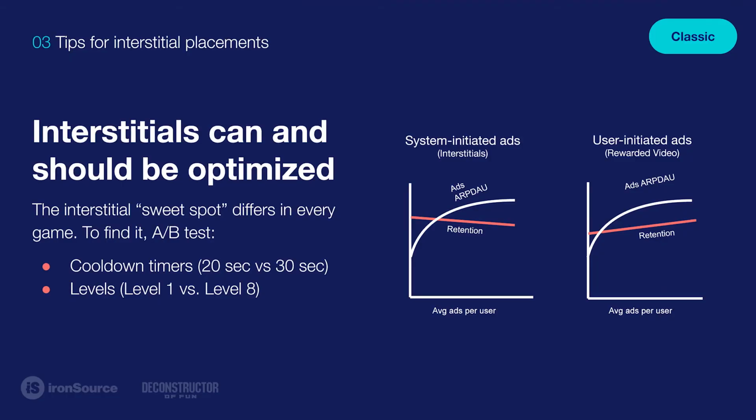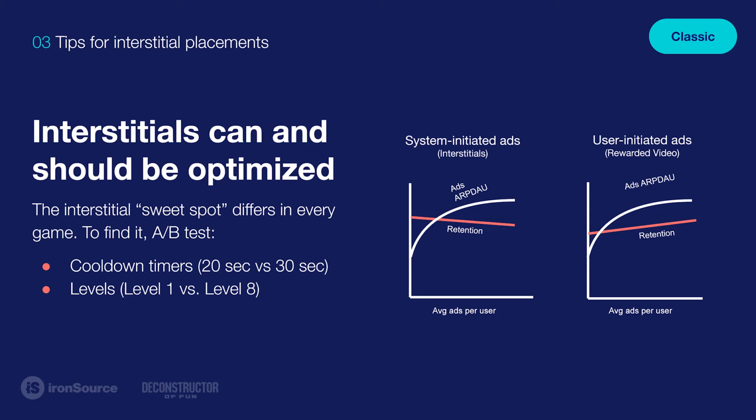So interstitials, as you can see in this chart, have a negative correlation to retention. Retention will start dropping the more you show interstitial ads, while your ad revenue will always increase, right? Because the more impressions you get, the more revenue you make. So the point where both of them meet is your sweet spot, where you're maximizing your revenue while minimizing the drop in retention. And how do we find this sweet spot?